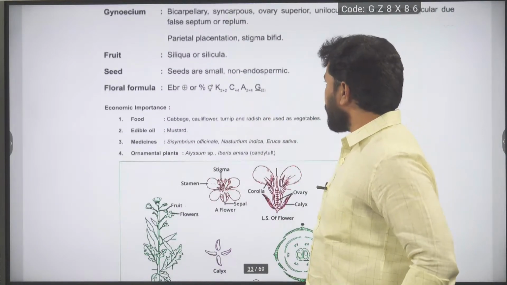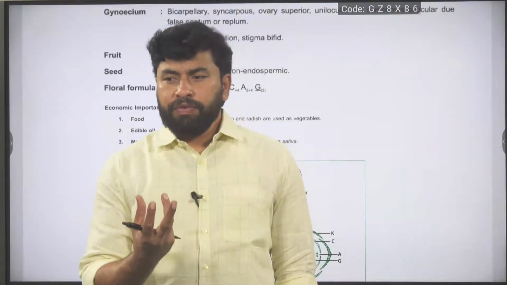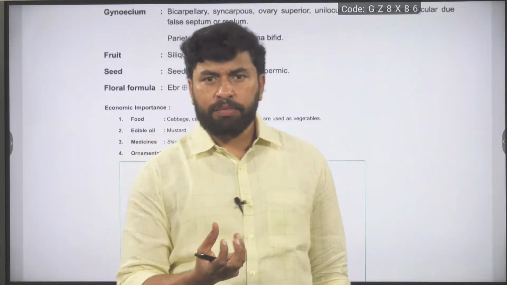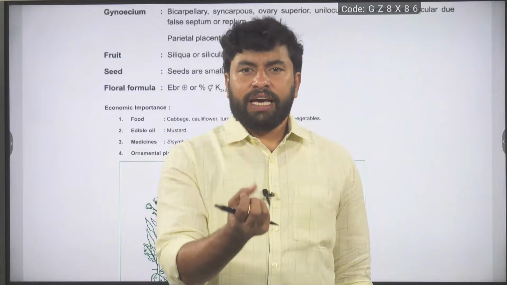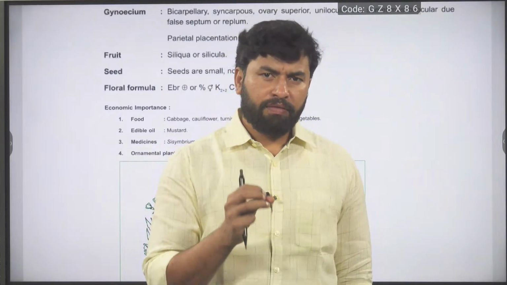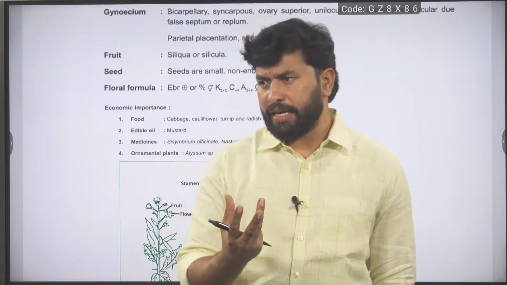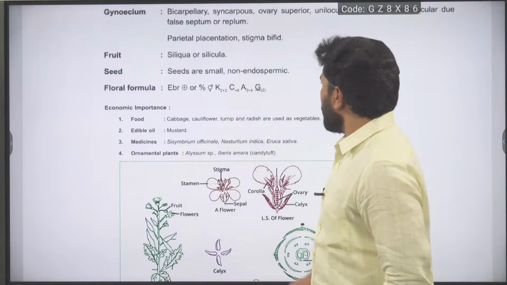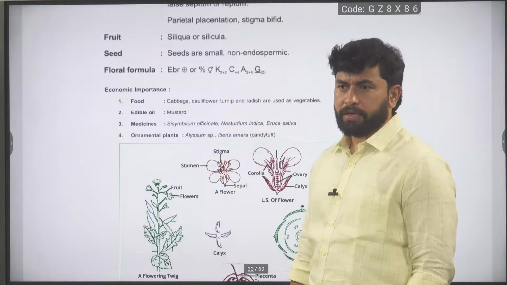Siliqua, silicula, fruits. What do we mean by this? Flying fruits: the fruits developed by these members are called flying fruits. That means the fruits can fly in the air. There is development of small kinds of fruit. Sometimes this fruit can fly in the air. Okay, seeds are small, non-endospermic. Why are the seeds non-endospermic?